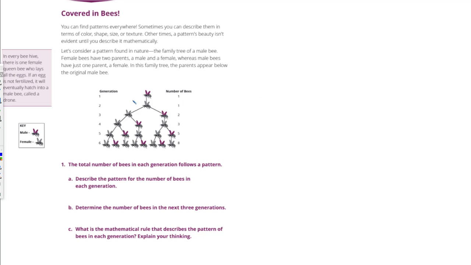So the number of bees in the first generation is 1. And then the next generation is 1. Now we have 2 in the third generation. Then we have 3 in the fourth generation. And then in the 5th generation, we have 5. And then in the 6th generation, we have 8. So what pattern can we see that can help us create the mathematical pattern of what's happening here?